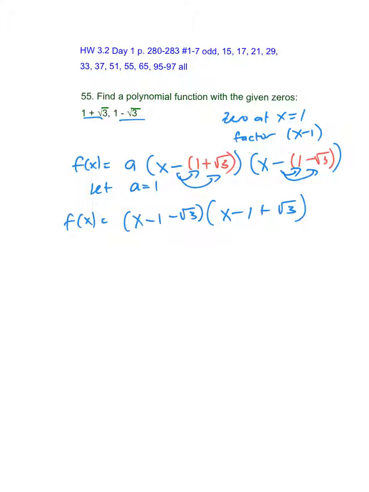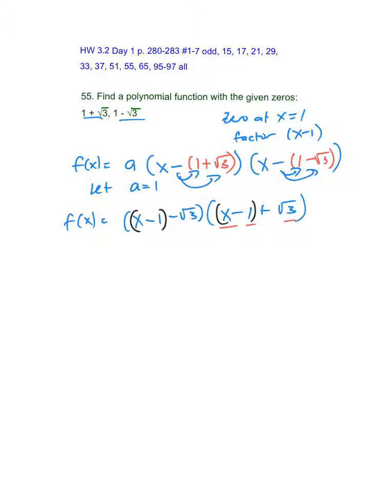Here we have the product of two trinomials. We could multiply x by each one of the terms in the second factor, and then negative 1 by each one of those terms, and then negative rad 3 times each one of those terms, and combine like terms and simplify. I'm going to propose a little bit quicker way of doing it, and that is to use the associative property, and I can group x minus 1 in each set of parentheses.